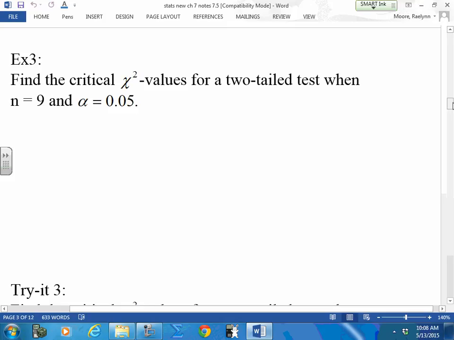Okay, two-tail test. Two-tail test means you have to share, right? So let's find this. We're going to do a two-tail test.